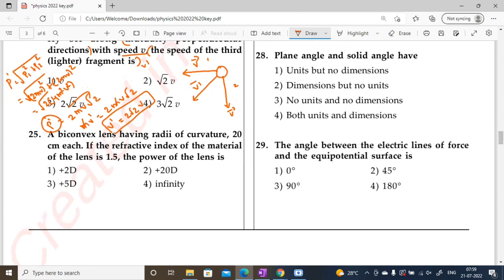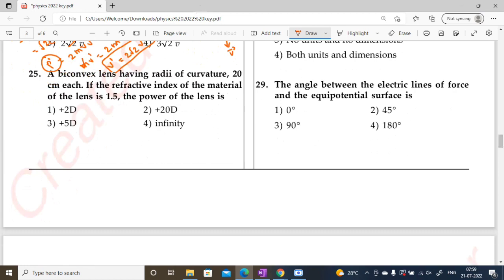Fine. So moving to the next question. A biconvex lens has a radius of curvature 20 centimeter and the refractive index of the material is 1.5. Find the power of the lens. So a biconvex lens has a radius of curvature 20. When the radius of curvature and the refractive index are given, we have to use the lens maker formula. So that's the only way.